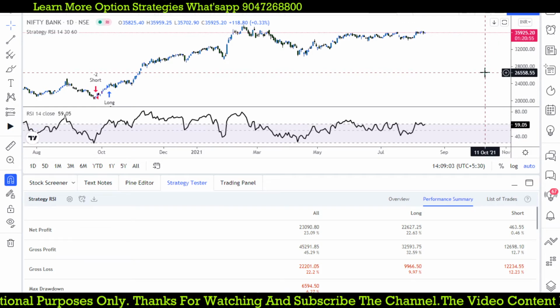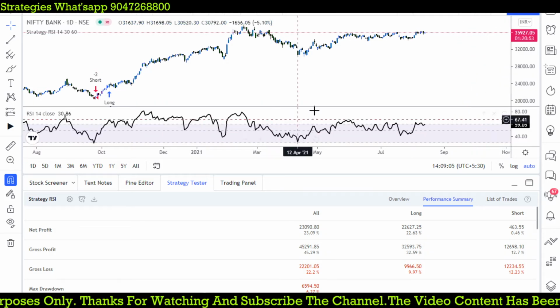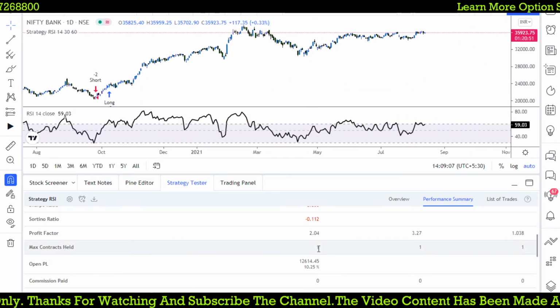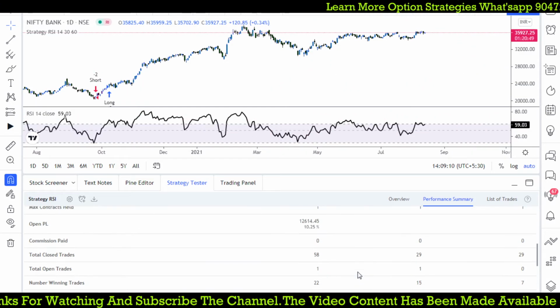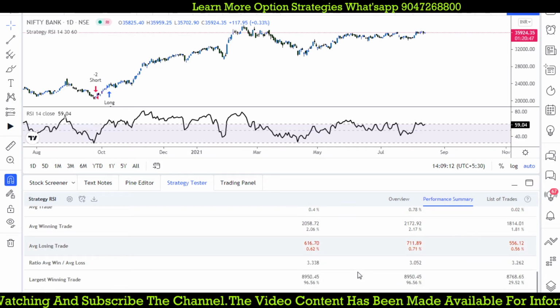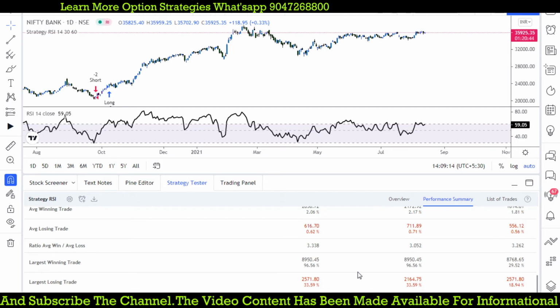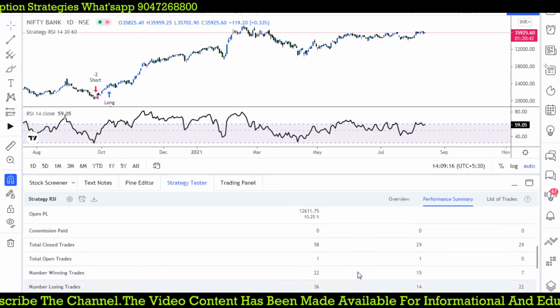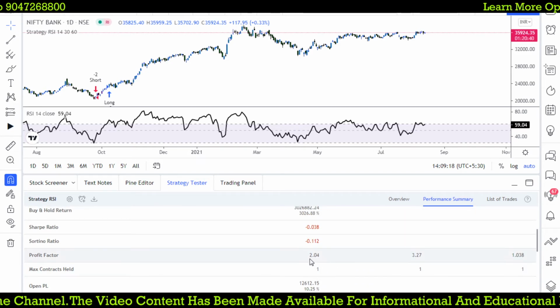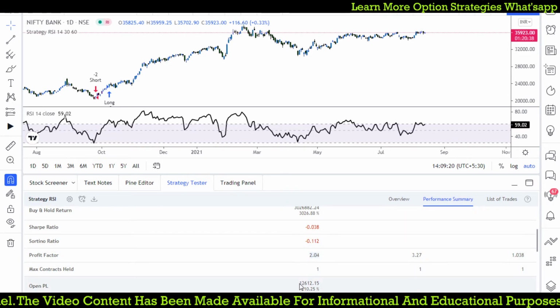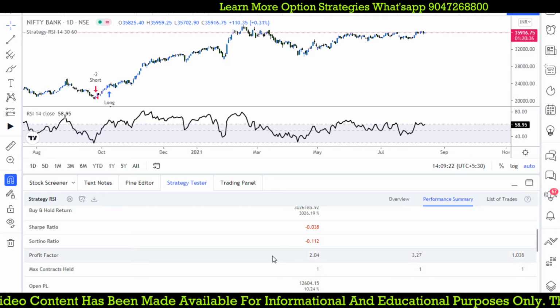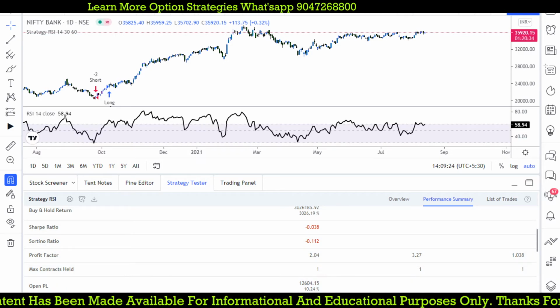Okay, so this is a simple strategy. Again we come to the point, what is the profit factor for that in the daily time frame? It is around 2.04. So compared to all other time frames, the daily time frame has a good profit factor.